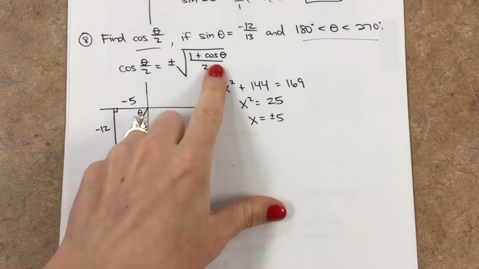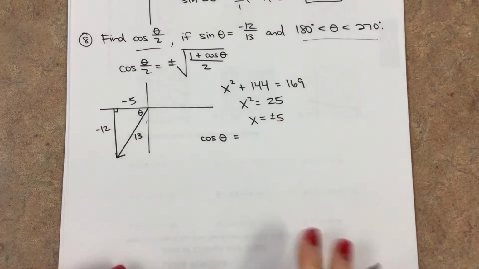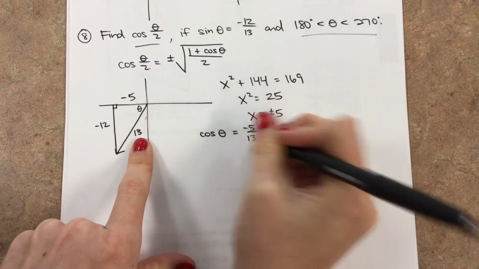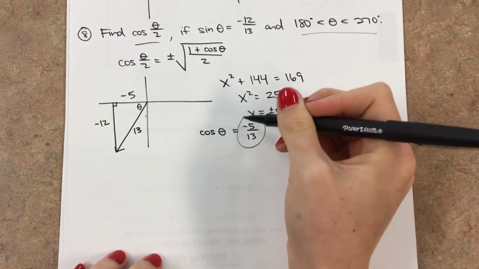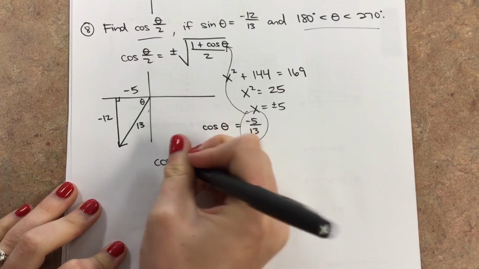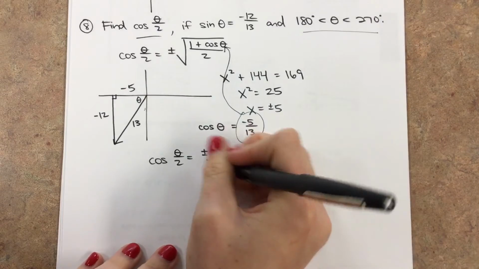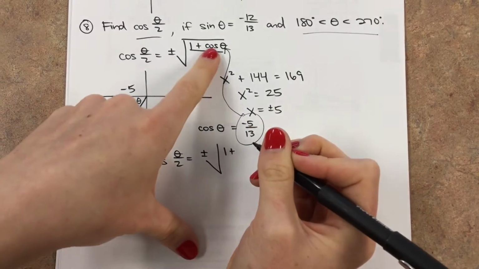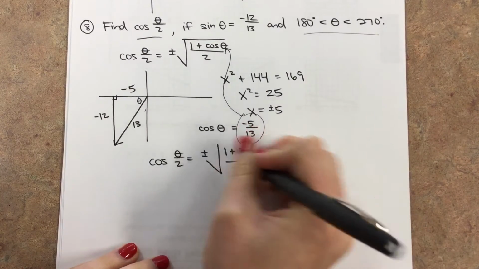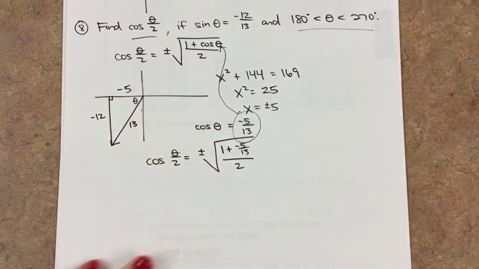All right, so like I said, we need cosine for our formula. So let's figure out what that is. Cosine, from the angle, is adjacent over hypotenuse, just like that. So now this value right here can get plugged into our formula. So cosine of theta over 2 equals plus or minus, we'll figure out the plus or minus in just a second, big square root of 1 plus the cosine value, which we just figured out was -5/13, and then over 2. So I just took this value right here and replaced cosine in the formula.